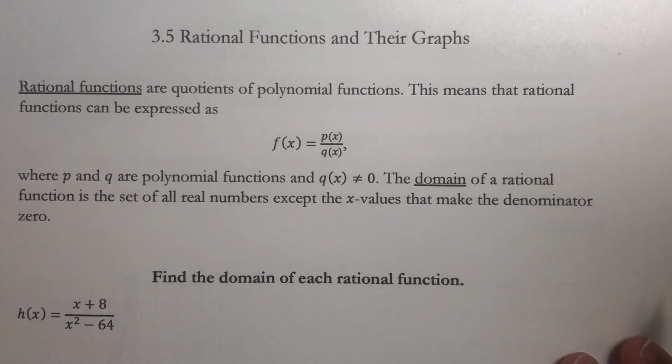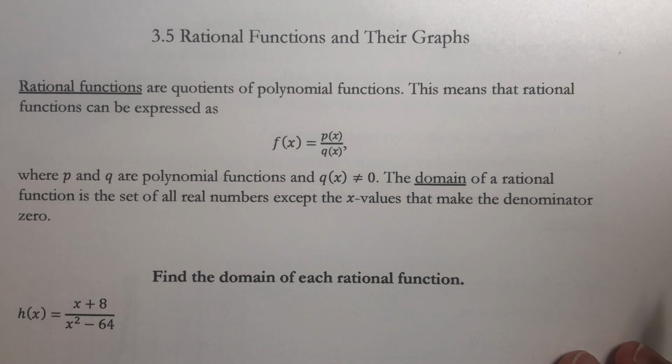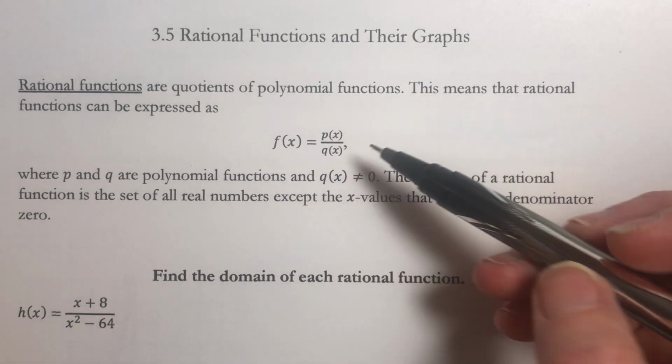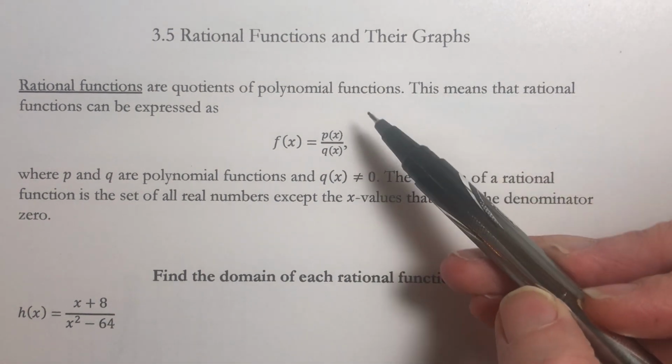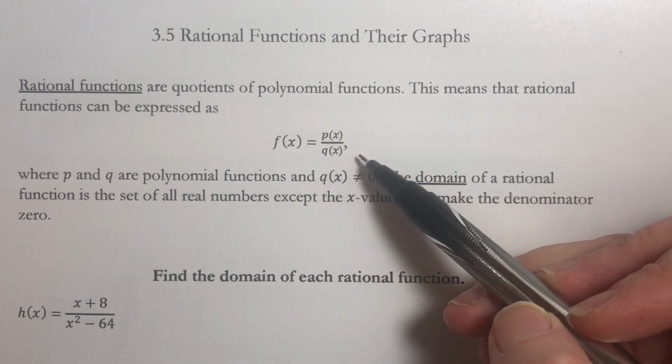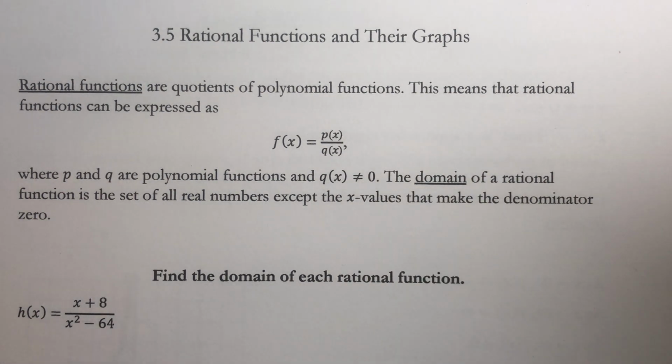This is section 3.5, rational functions and their graphs. First of all, what is a rational function? It is a fraction-like thing. We have a polynomial in the top and a polynomial in the bottom. That's basically all this is.